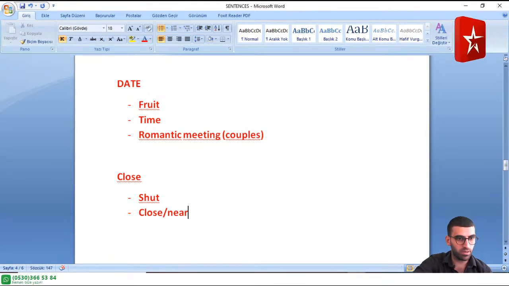Teacher, can you speak slowly? Yes, I will try to slow down. Maybe I am speaking too fast and you can let me know. I will slow down, no problem.